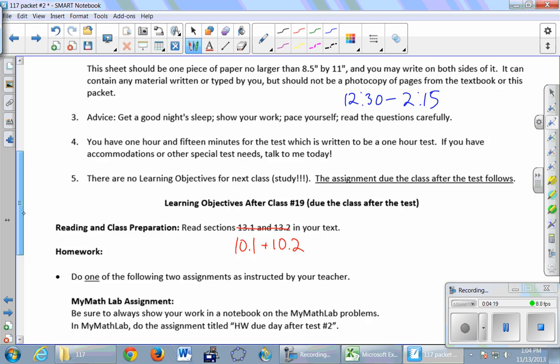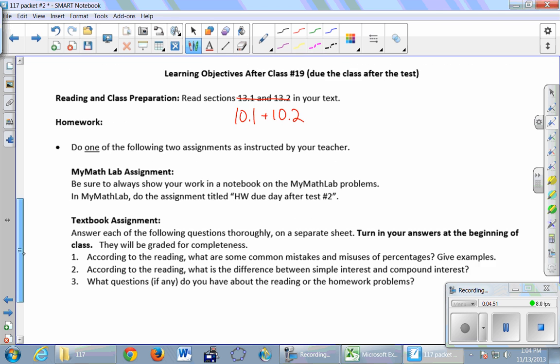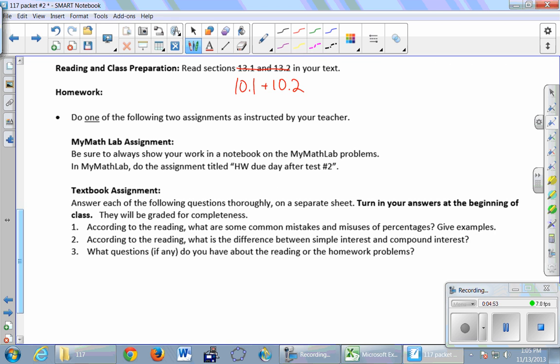Okay, no learning objectives for next class. Your job is to study. Let the record show there is an assignment that is due Wednesday. You take the test Monday, but there's homework due Wednesday. It involves reading and answering just a couple of questions. It's a short assignment. Many thanks to Barb for finding the typo and saving you from reading sections that you've already read before. Can you fix this in your packet? It should say 10.1 and 10.2 instead of 13.1 and 13.2. Okay, everybody have the correction?